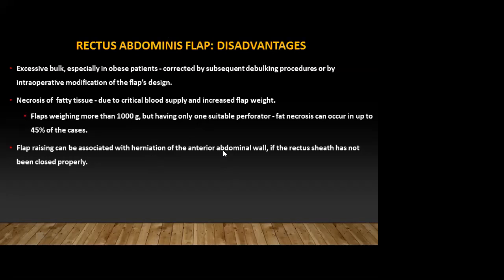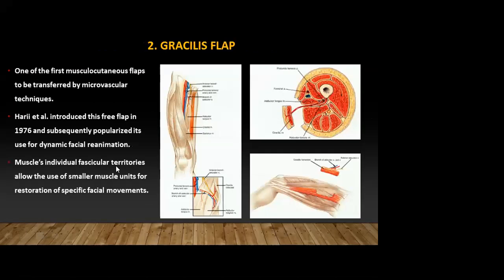And as per the studies, in flaps weighing more than 1000 gram, having only one suitable perforator, the fat necrosis can occur in up to 45%. So if the flap is quite heavy and if there is only one perforator, this fat can go for necrosis. Fat raising can be associated with herniation of the anterior abdominal wall if the rectus sheath has not been closed properly. The second myocutaneous flap is the Gracilis flap.